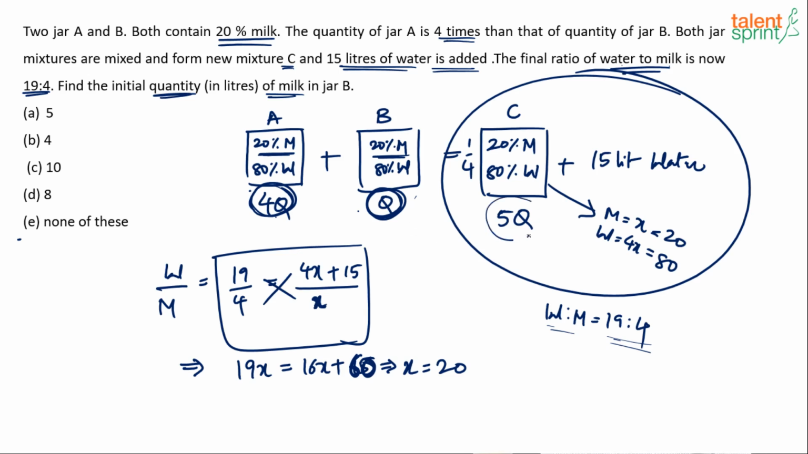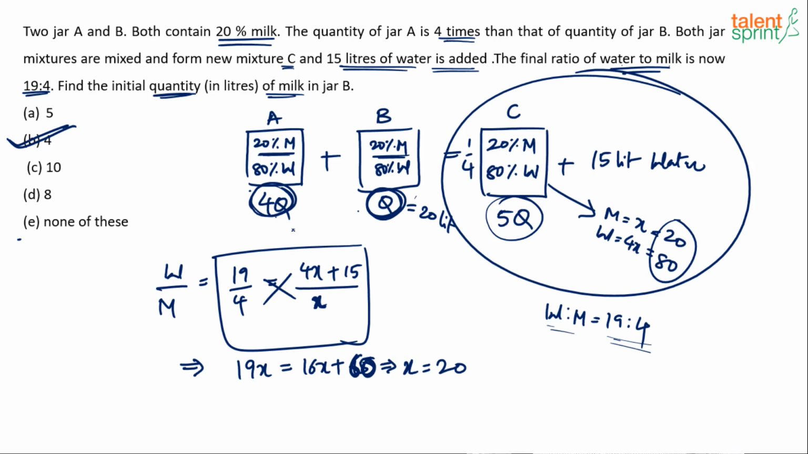Simple. You see, 5Q is 100. 20 plus 80, total quantity is how much? 100 liters. 5Q is 100 liters, so Q will be 20 liters. Yes or no? 5Q is 20 plus 80, 100 liters. So Q will be 20 liters. Out of this 20 liters, 20% is milk. 20% of 20 liters is 4 liters. Option B would be the answer.